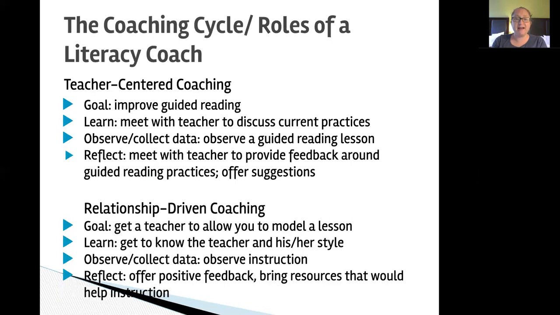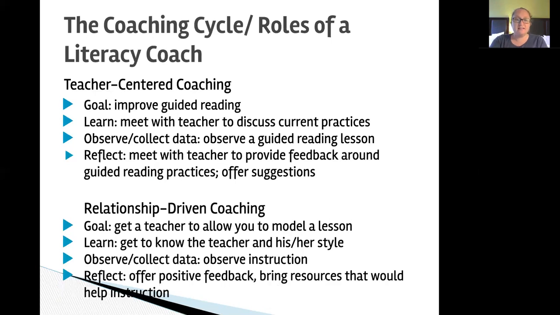And then you get to reflect. You meet with the teacher again. You provide your feedback around what you saw. You ask them questions. How do you think that it went? Where do you see opportunities that you can grow around? And then you offer suggestions. And those suggestions are going to help you to engage in your next cycle, your next goal. That makes sense, right? All focused on that teacher's instructional practices within guided reading.